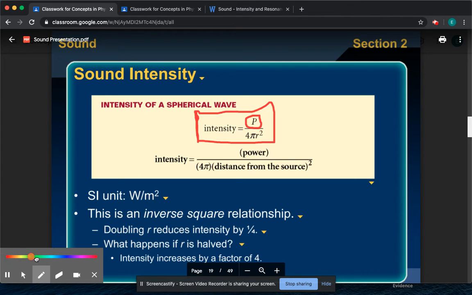Underneath the equation, or in the denominator, you have radius, or the distance from the source. And notice that power is not squared, but distance is. Okay. That means distance plays a bigger part in how loud something is to us more than power does.